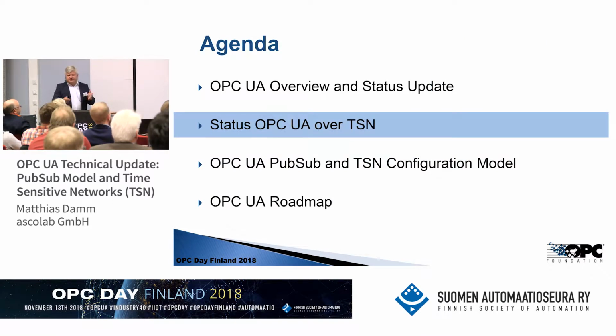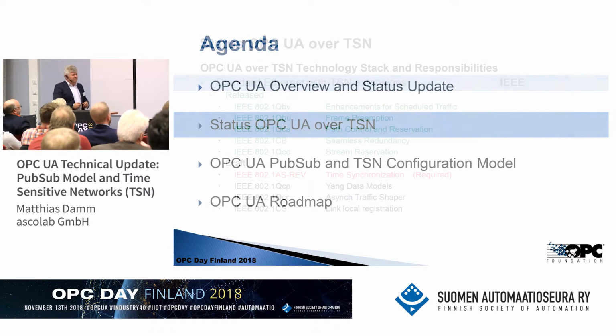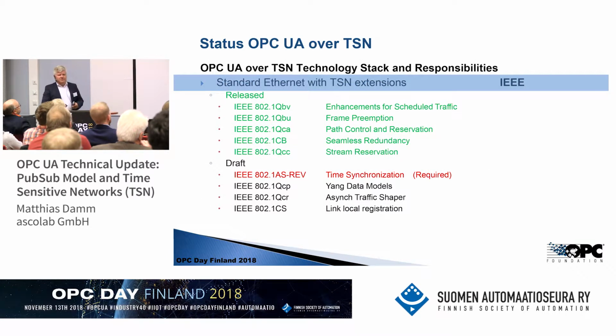So what is the status of OPC UA over TSN? For OPC UA over TSN, we need a stack of standards. So it's not only OPC UA, there are different parties involved. And the lowest layer is IEEE. So they define the Ethernet standards. And TSN is not a new standard. TSN is just a set of extensions to standard Ethernet. And the 802 working group has just different sub-working groups that work on important features for real-time networks.